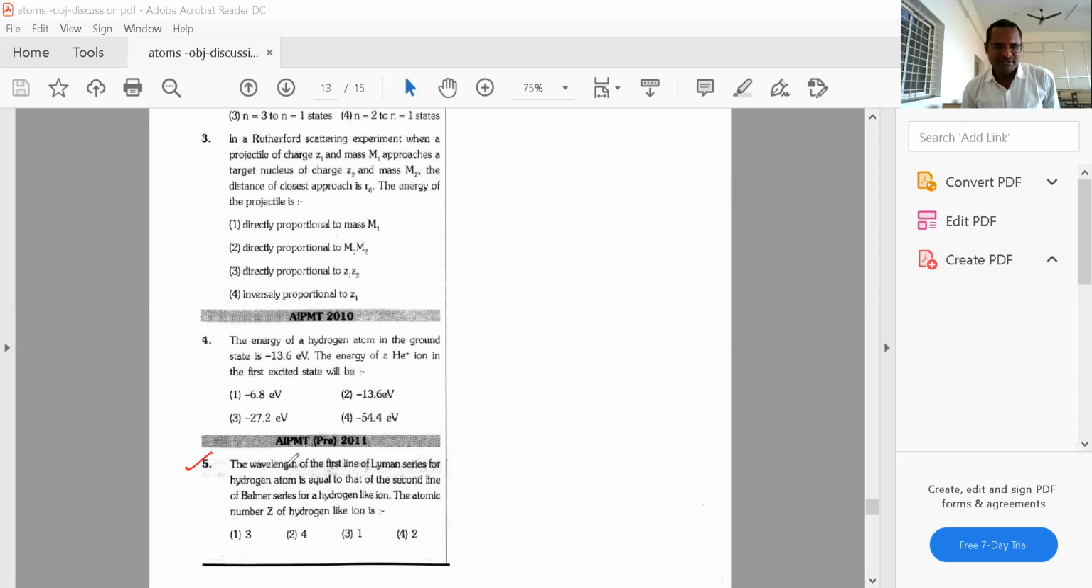Next. Question number 5. The wavelength of the first line of Lyman series for hydrogen atom is equal to the second line of Balmer series for a hydrogen-like atom. Then the atomic number Z for the hydrogen-like atom is what? The question is important, be careful. We know that 1 by lambda is equal to R into 1 by n final square minus 1 by n initial square. When the atomic number is also mentioned, we have to write Z square. Remember this point.